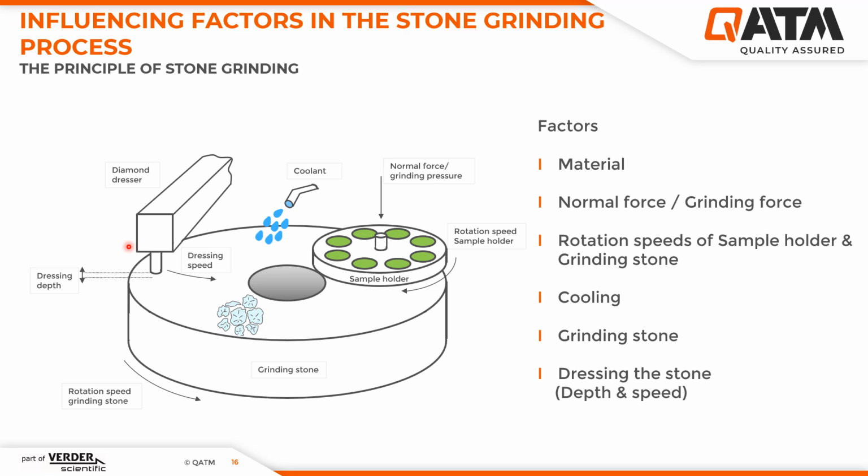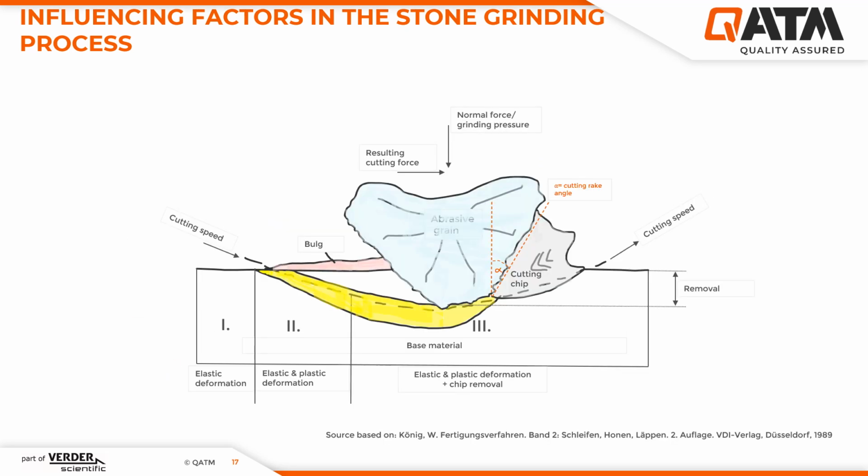After all, there are different stones and different applications which also have a significant influence on the grinding process. If we look at the grinding process in detail, let us talk about this illustration. The abrasive grain, which is embedded in the grinding stone, slides over the sample material. It moves from left to right across the sample surface and penetrates the material with a certain relative speed and a contact force.